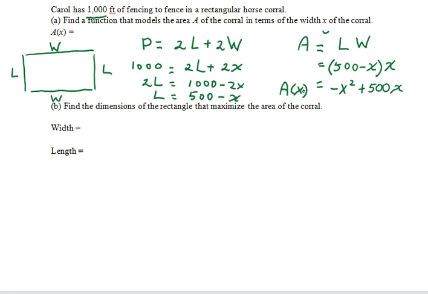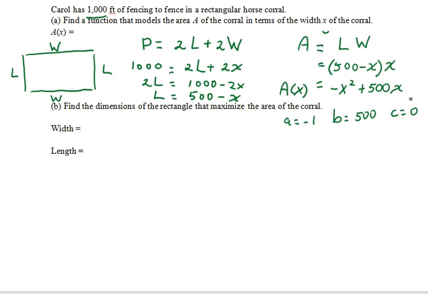So then we're asked to find the dimensions that maximize the area. Since the formula for area is a quadratic, we can find the point where the vertex of the parabola occurs. And so we have A equals -1, B equals 500, and C equals 0.